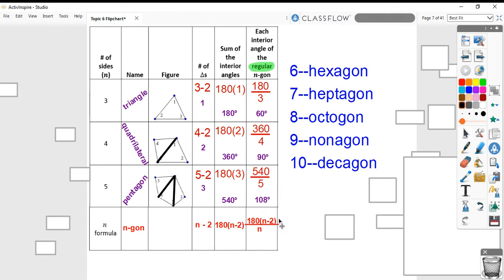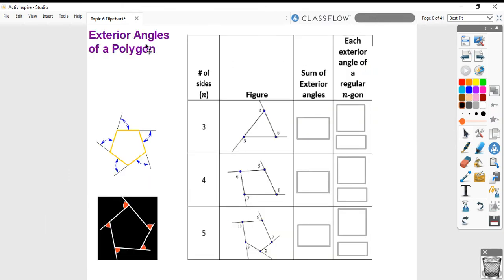Okay? So I want to shift gears for the second part of these notes to something a little bit different. Okay, this first part was talking about all of the interior angles. This next part that we're talking about is the exterior angles of a polygon. Now, we have talked about exterior angles before. Okay, back in several units ago, we had a theorem that was about triangles.